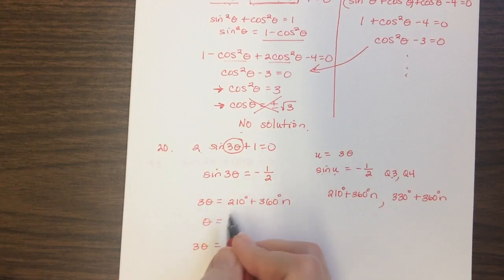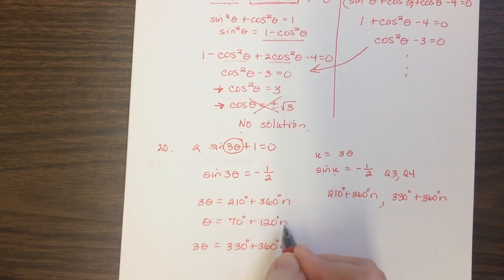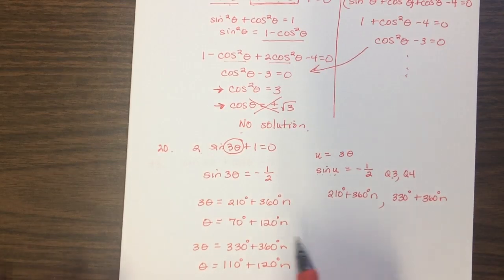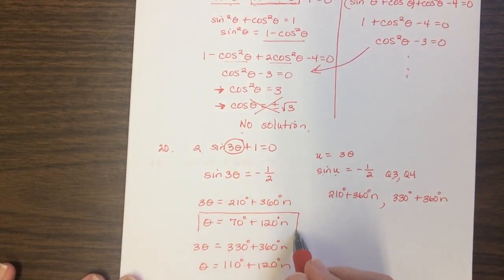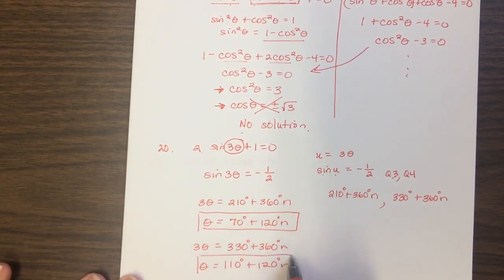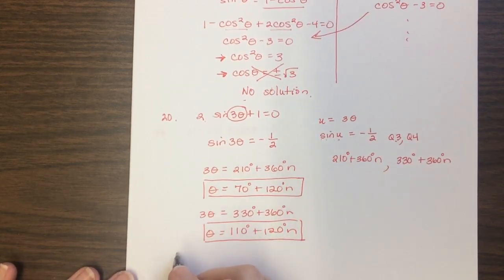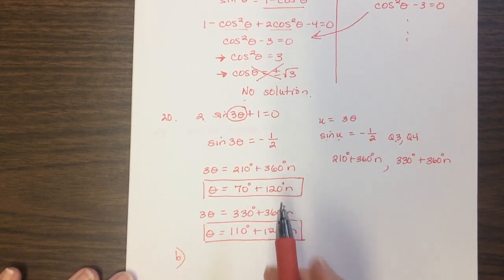So in this case, theta is going to equal 70 degrees plus 120 degrees times my integer. And in this other case, it's going to equal 110 degrees plus 120 degrees times my integer. And this is actually all my solutions. This is every solution. And I'm going to go on and take it one more step because I think the B part to this problem asks for just the solutions between 0 and 2 pi, or 0 and 360.